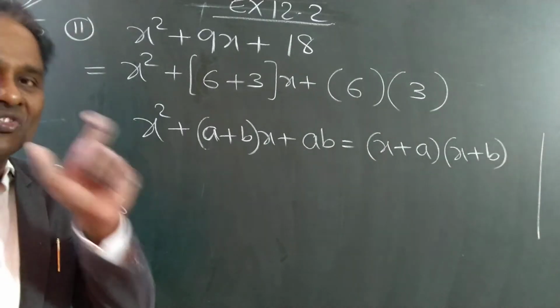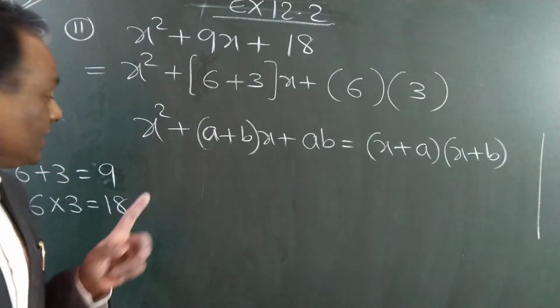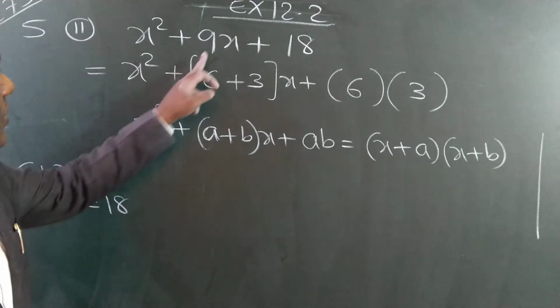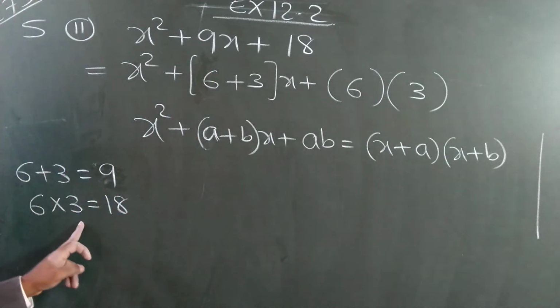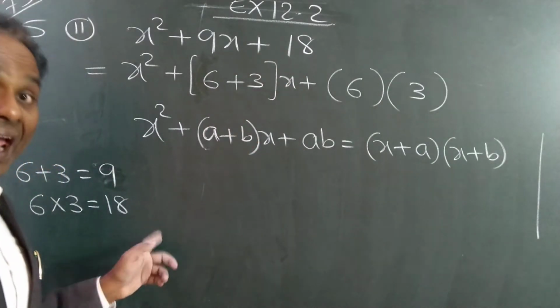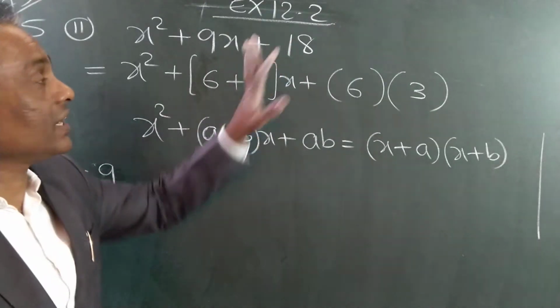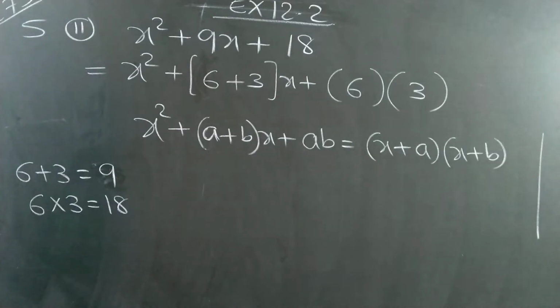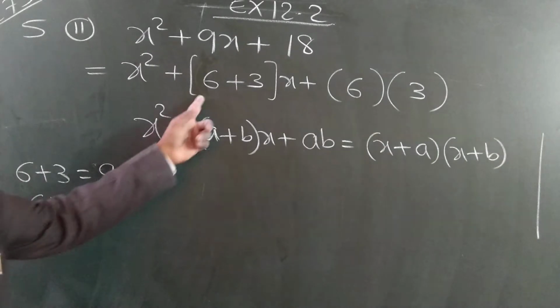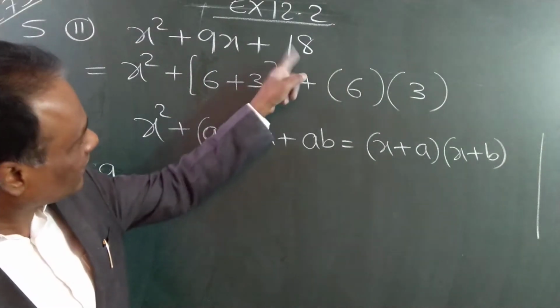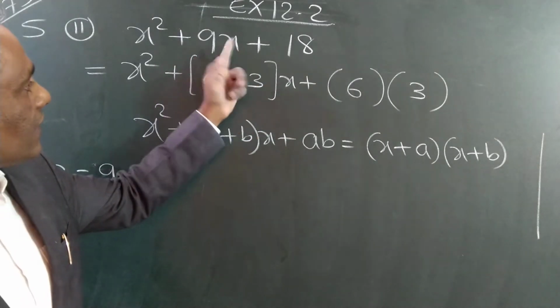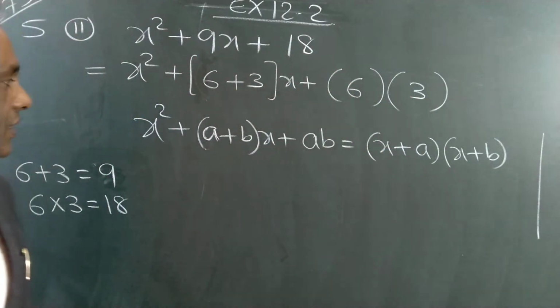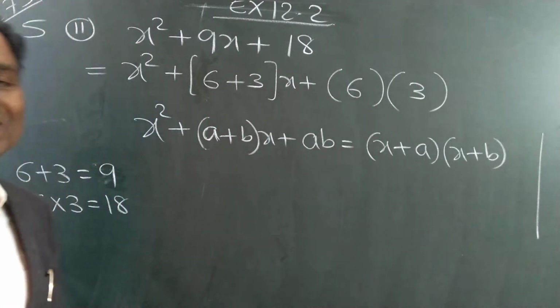See here. Two numbers you have to choose. Tell me two numbers. If we add, we have to get 9. If we multiply, we have to get 18. Like that, you have to choose the numbers. So, what are the numbers? 6, 3. 6 plus 3 is 9, 6 into 3 is 18. 6 plus 3 is 9x. 6 into 3, 18. This is the identity.